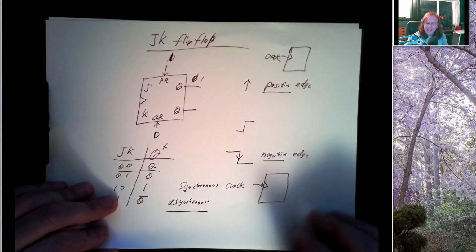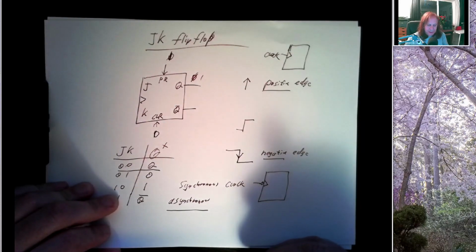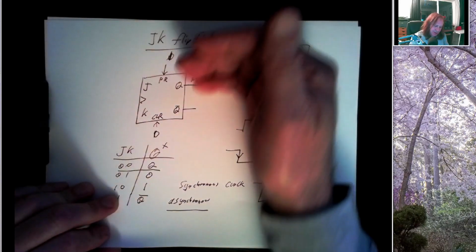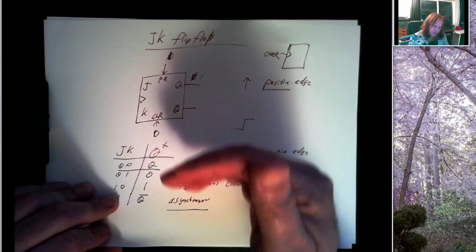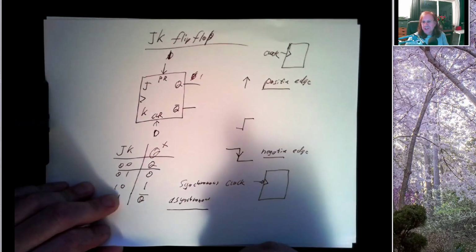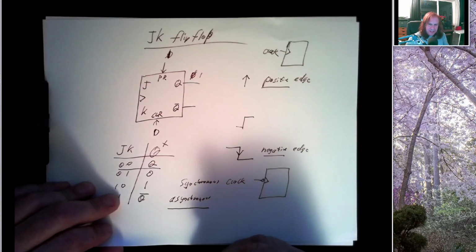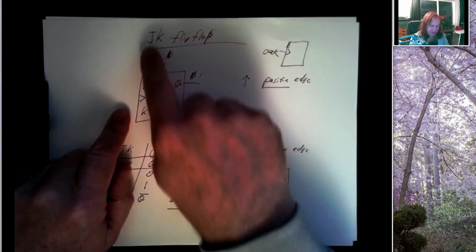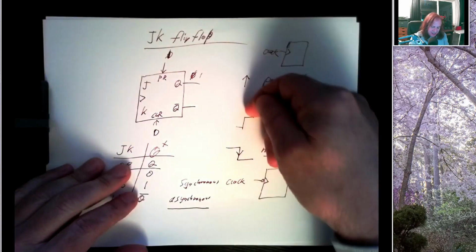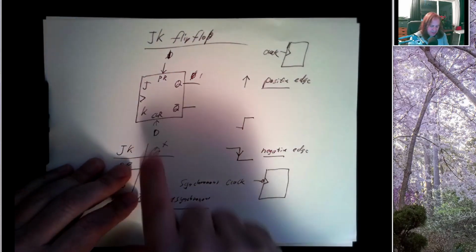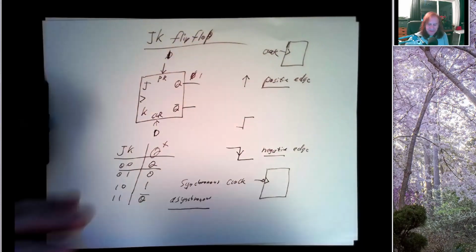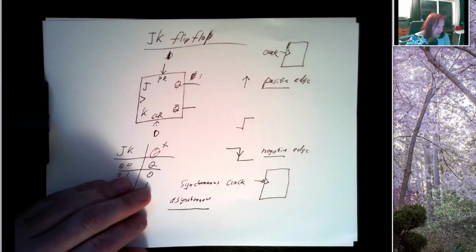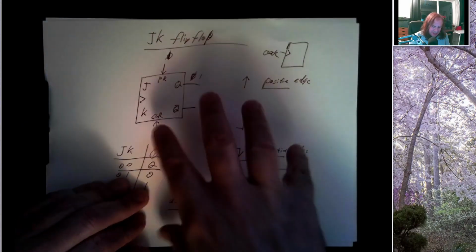So if you look at parts lists, you can find things like a dual negative edge triggered JK flip-flop with synchronous clear and asynchronous preset, right? Which means it's a device containing two of these things. They're JKs, they're triggered on the negative edge of the clock, and one of these inputs pays attention to the clock and the other one doesn't.